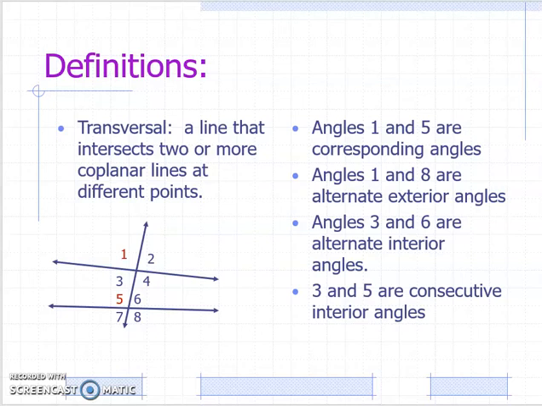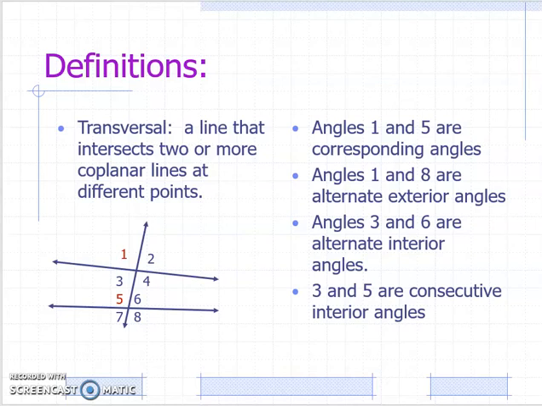Angle 1 and 5. Notice by their position, they are both top left in their intersections. If you look at angle 1, 2, 3, and 4 as the top intersection, and then angle 5, 6, 7, and 8 as a bottom intersection, both angle 1 and 5 are in the top left of their intersections. So 1 and 5 would be corresponding angles.